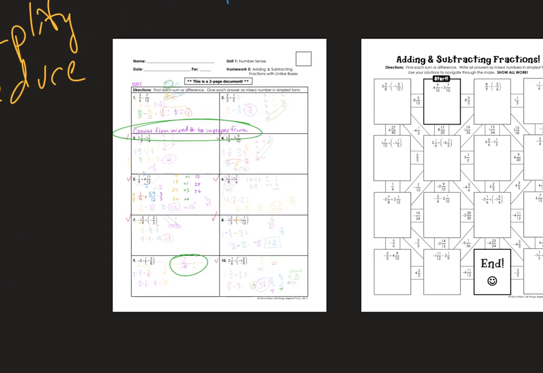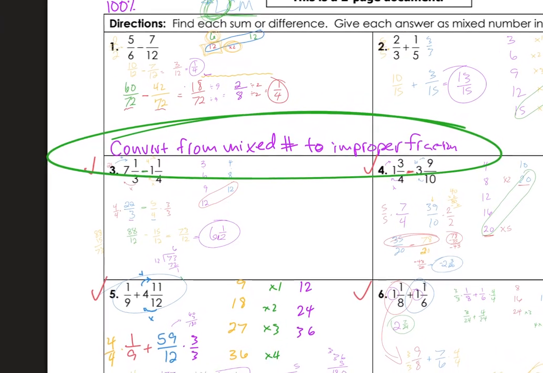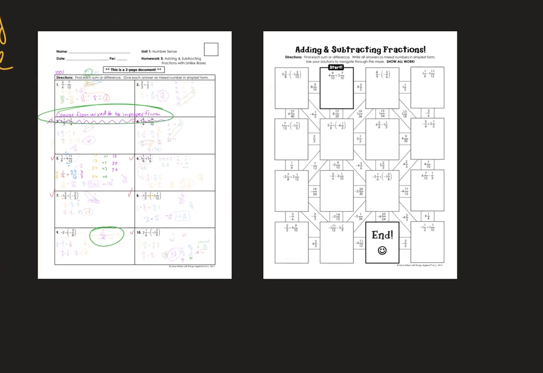So there's the questions here. Or I'm sorry, this is all the examples here. The big news is if you're not sure how to do this stuff, then the thing that's going to work is going to be convert from mixed numbers to improper fractions. Obviously, you don't have to do it all the time because those are not mixed numbers. But if you need help, please let me know.